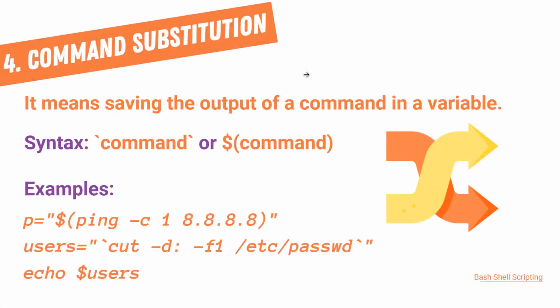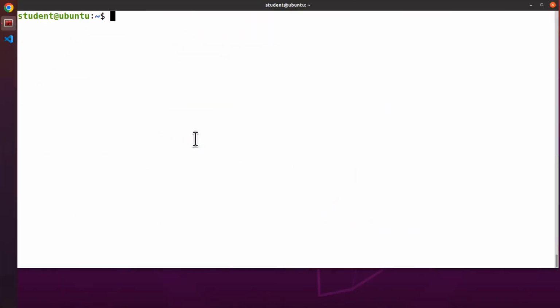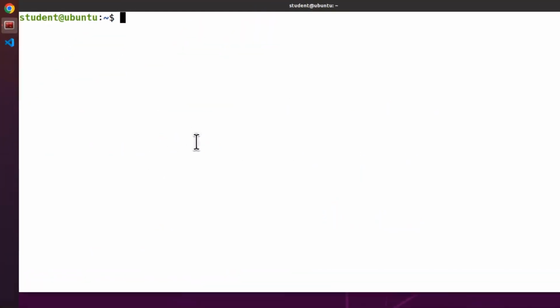After the command substitution, the next expansion the shell will perform is the arithmetic expansion. Arithmetic expansion allows the evaluation of an arithmetic expression and the substitution of the result. This is the format of an arithmetic expansion. Let's see a few examples.